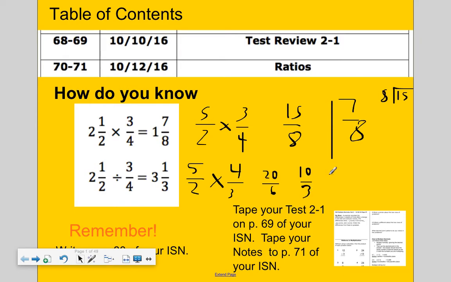And then how many groups of 3 go into 10? 3 whole, and you have a leftover of 1/3. So 3 1/3. The reason why this is getting larger, you're finding how many groups of 3/4 go into 2.5. It's about 3 groups.